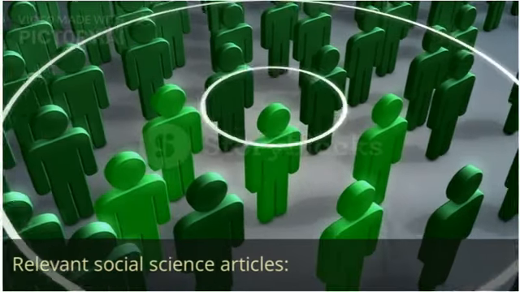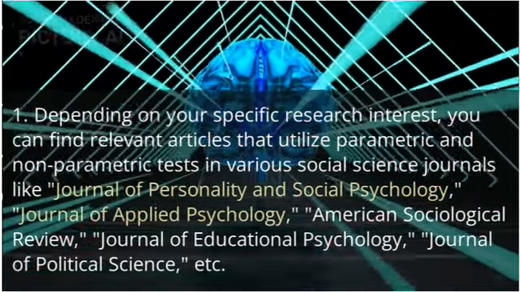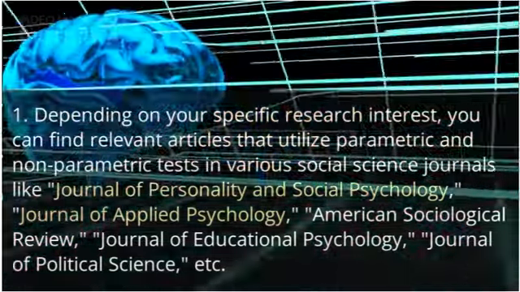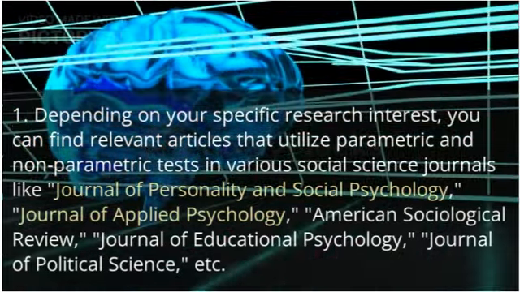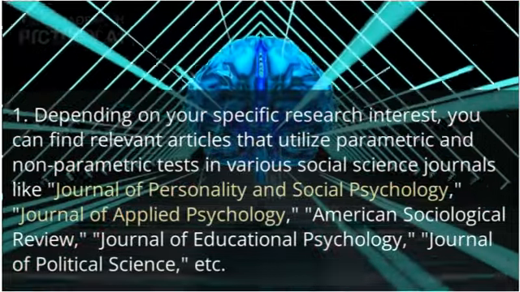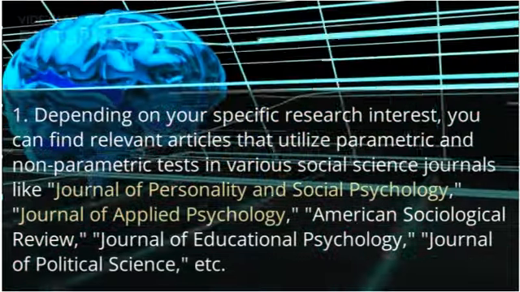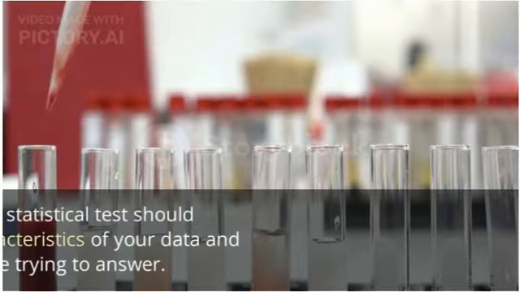Relevant social science articles. 1. Depending on your specific research interest, you can find relevant articles that utilize parametric and non-parametric tests in various social science journals like Journal of Personality and Social Psychology, Journal of Applied Psychology, American Sociological Review, Journal of Educational Psychology, Journal of Political Science, etc.